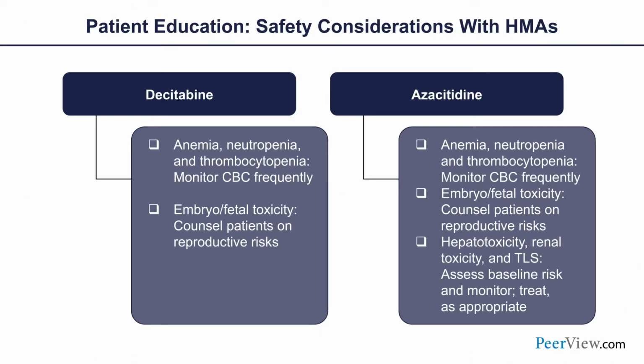Some other lower intensity therapies that can be used in this setting include decitabine and azacitidine, and these HMAs also have some safety considerations that we have to be prepared to talk with our patients about. Both of them can cause anemia, neutropenia, thrombocytopenia, so we monitor their CBCs really closely. They can also both cause embryo-fetal toxicity, so we need to counsel patients on the reproductive risks, especially if they're a little bit younger. That can be an issue. In azacitidine, we monitor for hepatotoxicity, renal toxicity, and TLS.